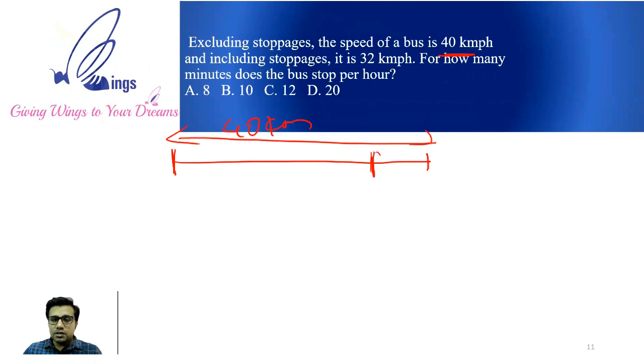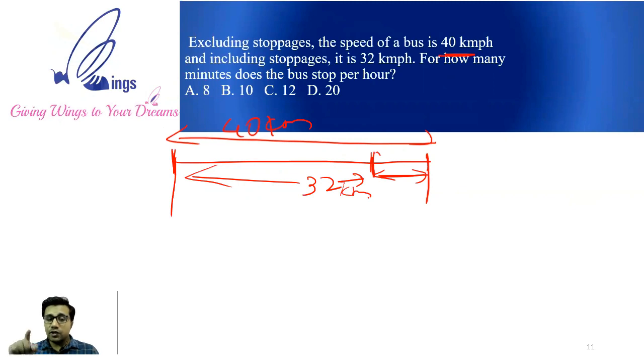And because of this stoppage, it took some extra time to stop, and because of this rest time, it became 1 hour total, only 32 km. That's why for this 1 hour, the speed became 32 km per hour. It is not that its speed decreased. Its speed was always 40. Because of stoppage only, the speed became 32 km per hour.